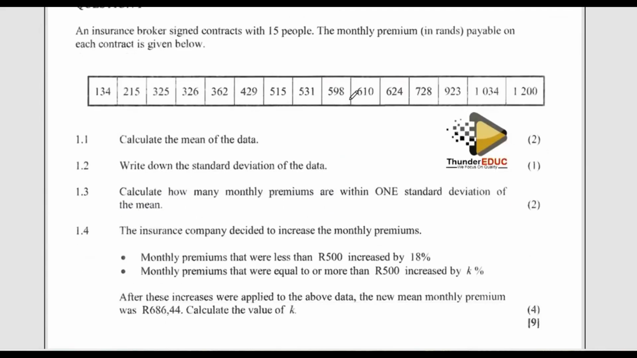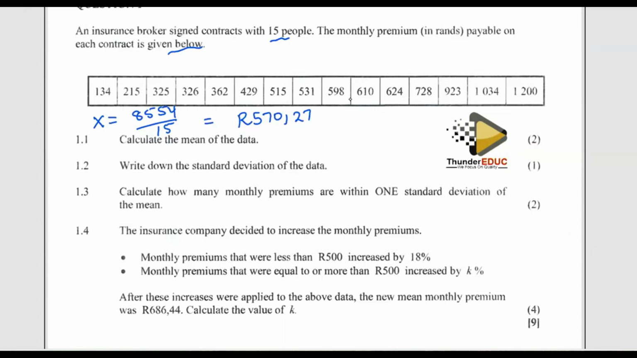In question 1, they're telling us that an insurance broker signed contracts with 15 people. The monthly premium in rands payable on each contract is given below. We have these amounts already arranged in order. Then they ask us to calculate the mean. So when you punch everything in the calculator, the mean is the sum, which is 58554, divided by 15. This gives me 570.27, if you follow the procedure of punching this in the calculator using the mod and the start kind of direction.